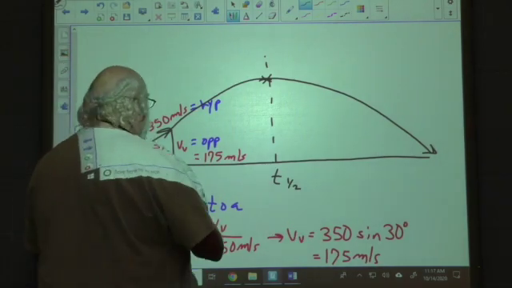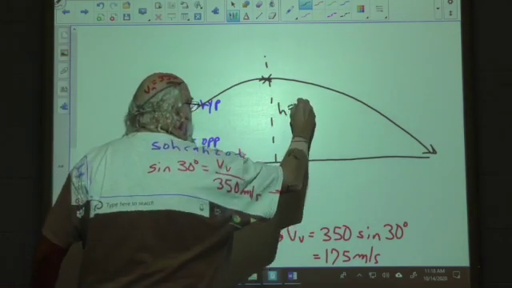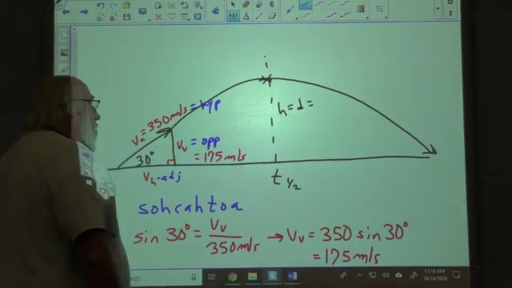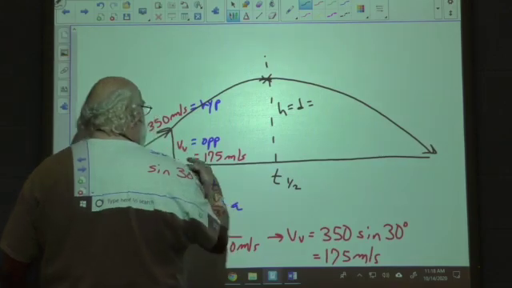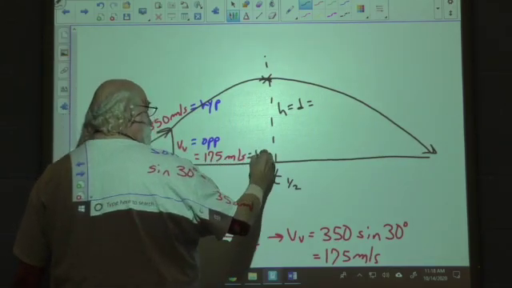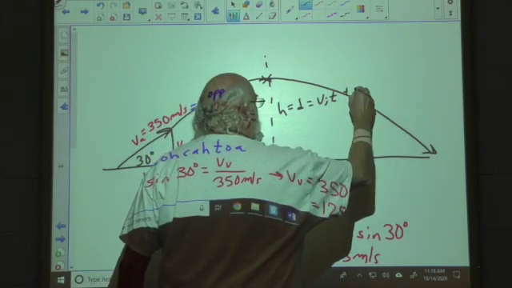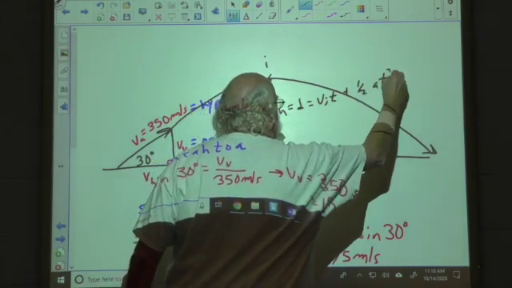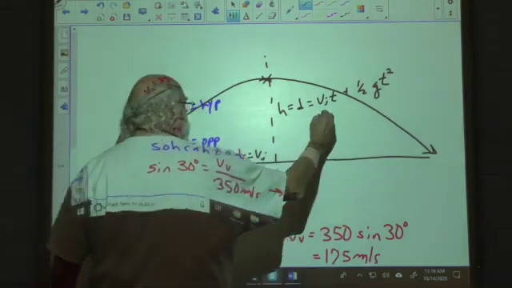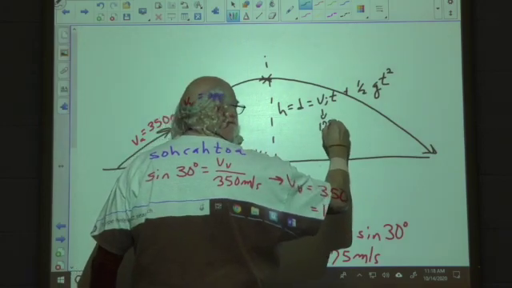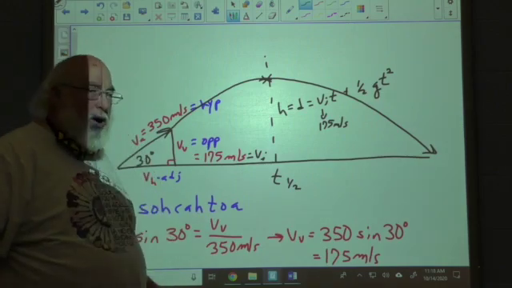So as this goes up, and we're trying to find the height, which is the distance of that, we need the time. Why? Because we're given the initial velocity of 175. This is the initial velocity going up. So we're going to use d = vi t + 1/2 a t squared, where a is g, and vi is 175. But we need t to find d, or h, however you want to look at it.